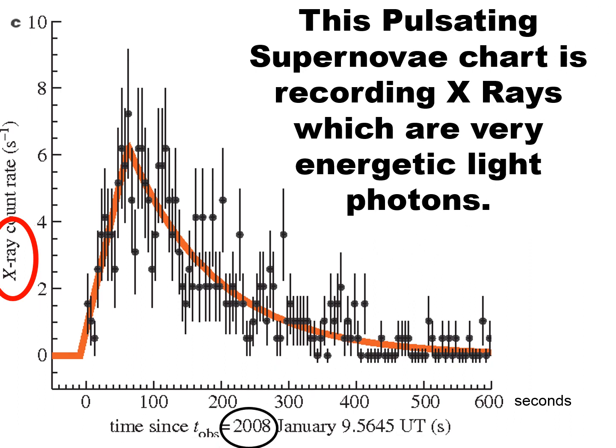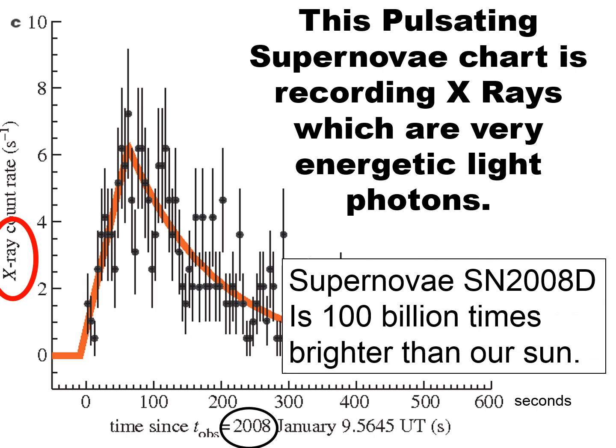In this 2008 highly pulsating supernova chart, the black lines record those very energetic light photons called X-rays from this pulsating explosion. The red line is just the statistical average of these very energetic light photons, and like in a match presented earlier, are driven by electrons powered by dark energy. This supernova flashed 100 billion times brighter than the sun at that time. That's why we see them buried in galaxies.